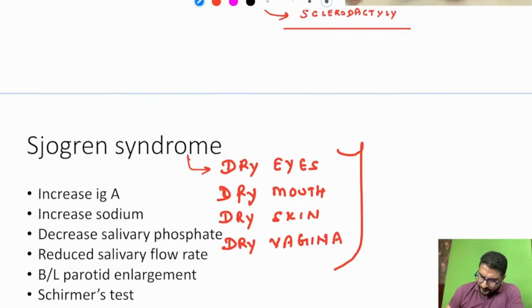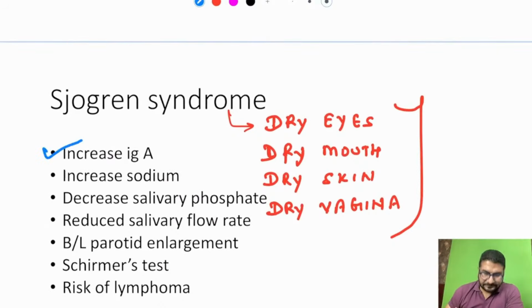Now look at the screen carefully. Patient will have increase in IgA. There is increase in sodium. Salivary phosphate will be reduced. Salivary fluoride will be reduced. Basically it's an autoimmune disease.